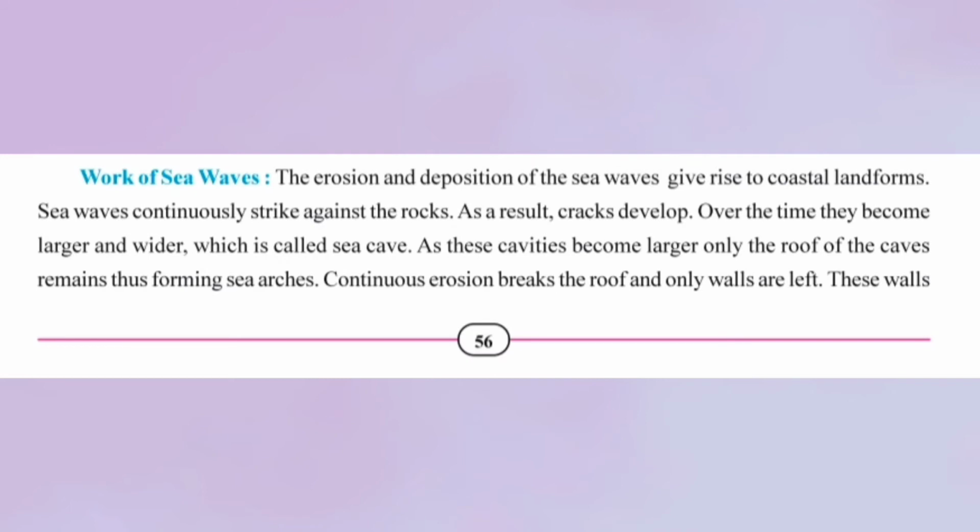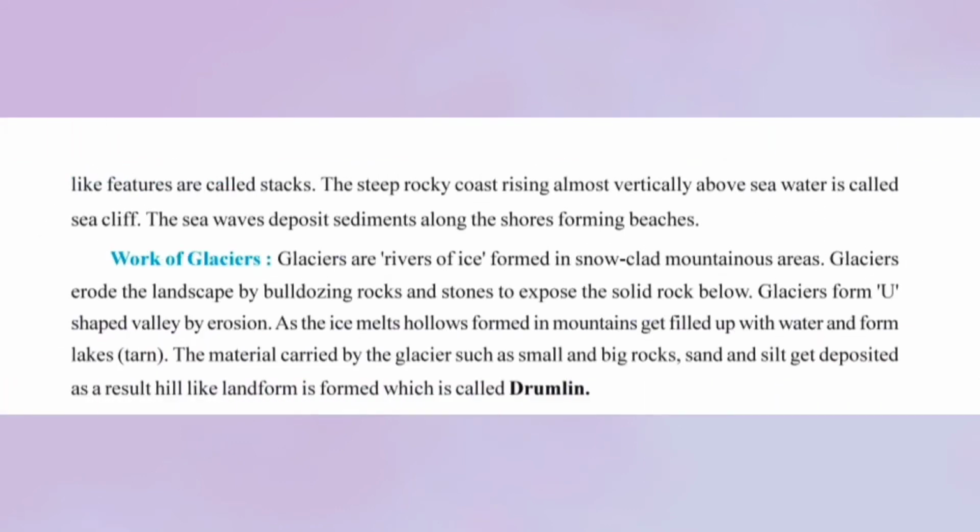Similarly, you have certain depositional features. For example, what we talked about in case of delta is a depositional feature. Now there are glaciers. Glaciers are also known as rivers of ice. They are slow-moving ice masses that move along.